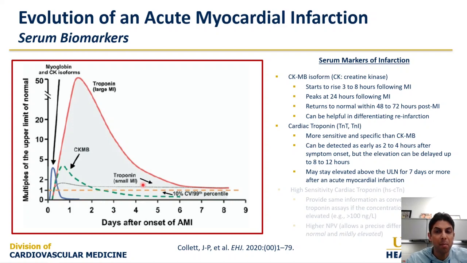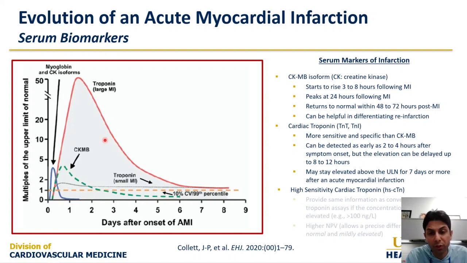With that said, the magnitude of the troponin elevation is not used to differentiate between an NSTEMI and STEMI, though typically we would expect a STEMI to be associated with a large myocardial infarction, but it's not used to differentiate the two. Now let's talk about high-sensitivity cardiac troponin, which has gained a lot of traction.